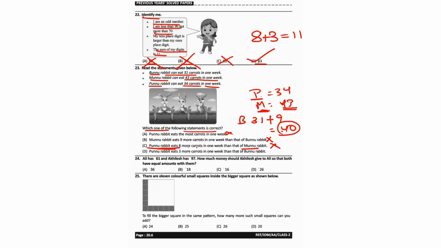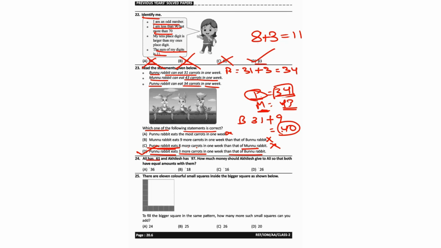So we are only left with the last option again. See, Punu Rabbit eats 3 more carrots than Bunu. Bunu is eating 31. If you add 3 to it, that gives you 34. Punu is eating 34. So that's correct. Okay, so the last statement is correct. Fine enough. Moving on to our next question.